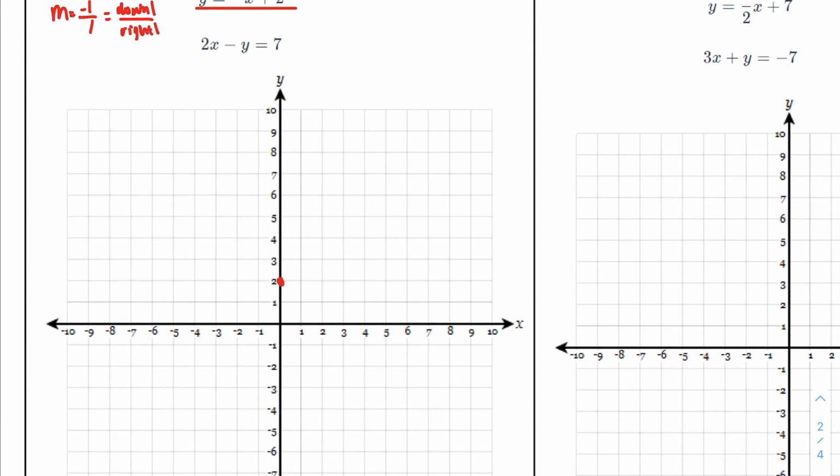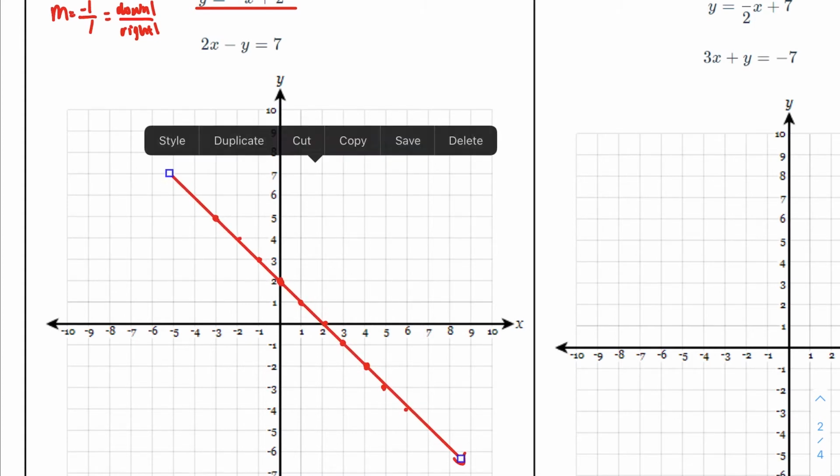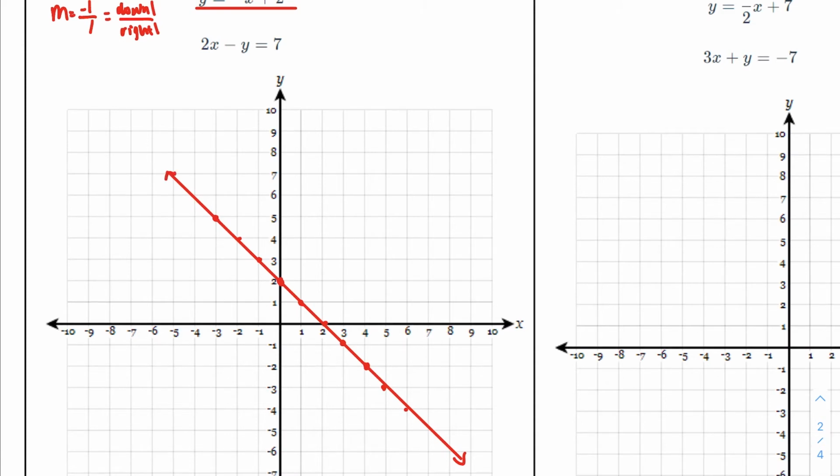There, continuing forever. Same thing in the opposite direction. Again, negative slope should be going downwards. Connect them with a straight line, or roughly a straight line. There you go. Then we've got to look at the second piece.